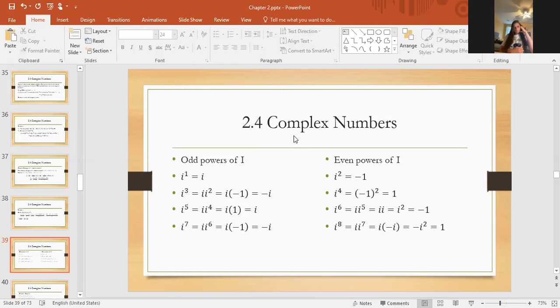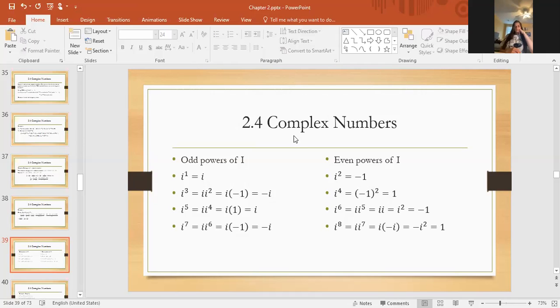So when the even number is the double of an even number, then the sign is positive. If it is the double of an odd number, the sign is negative. For example, you see i^6 is 2 times 3, so you get minus 1. i^8 is 2 times 4, you get 1. So you can use a similar argument here.